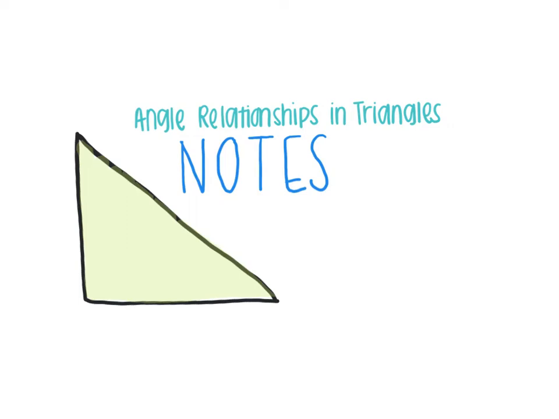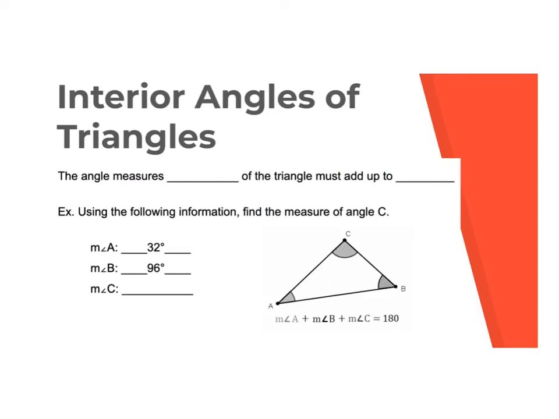These are your notes over angle relationships in triangles. We will start by looking at the interior angles of triangles. These angle relationships are that the angle measures inside of the triangle must add up to 180 degrees.